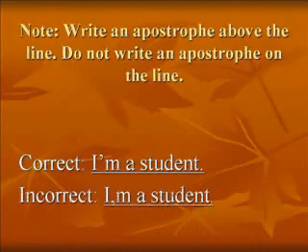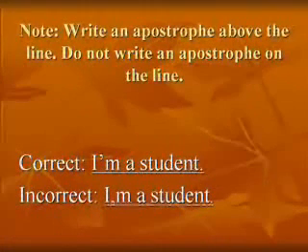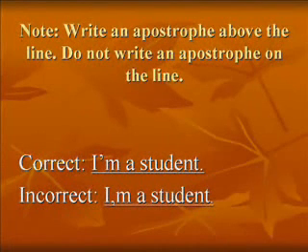Important thing to remember is that do not write the apostrophe on the line. Always write an apostrophe above the line. For example, the correct form is I'm a student, so you can see the apostrophe is above the line and it's not on the line. And the incorrect form is I'm a student, where you can see that the apostrophe is on the line, which is completely wrong. So always remember, do not write the apostrophe on the line, it should be above the line.